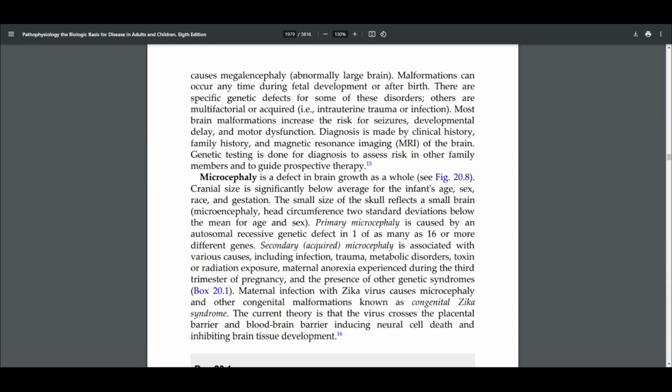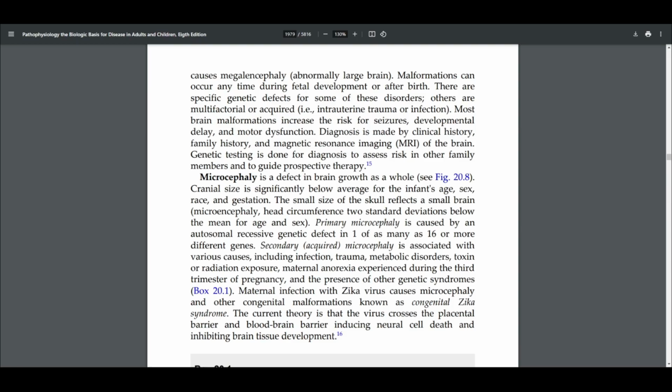Microcephaly is a defect in brain growth as a whole. Cranial size is significantly below average for the infant's age, sex, race, and gestation. The small size of the skull reflects a small brain. Primary microcephaly is caused by an autosomal recessive genetic defect in one of as many as 16 or more different genes. Secondary microcephaly is associated with various causes, including infection, trauma, metabolic disorders, toxin or radiation exposure, maternal anorexia experienced during the third trimester of pregnancy, and the presence of other genetic syndromes.